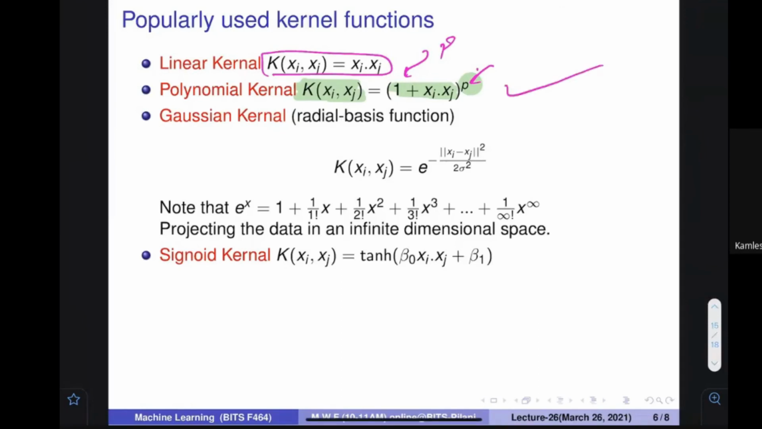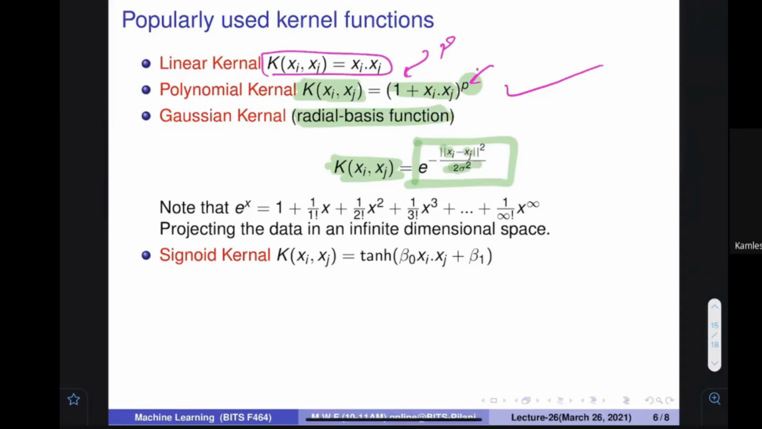We have seen that. The next important kernel is very important. That is called the radial basis function. Here, when two values are given, it is written as e to the power minus the norm of xi minus xj squared upon 2 sigma square.